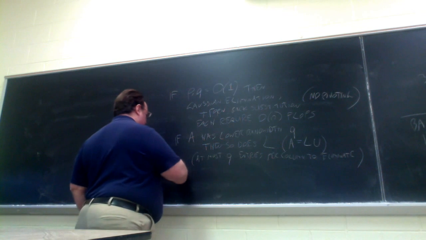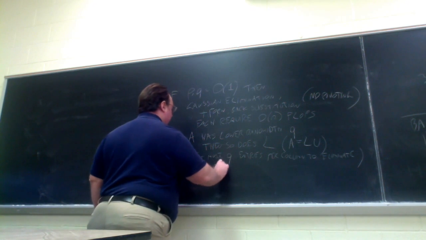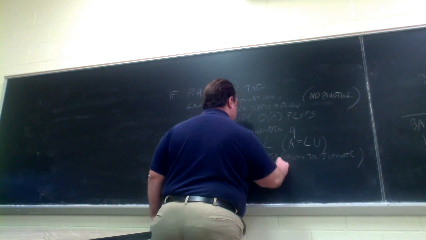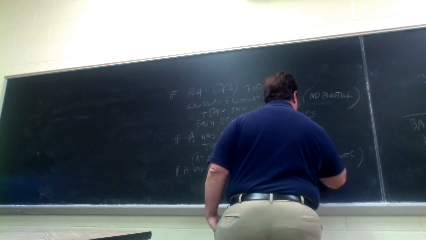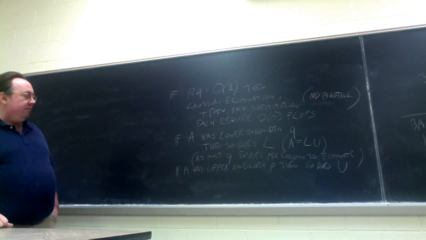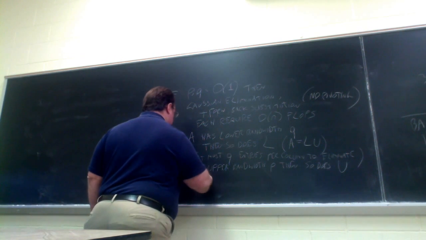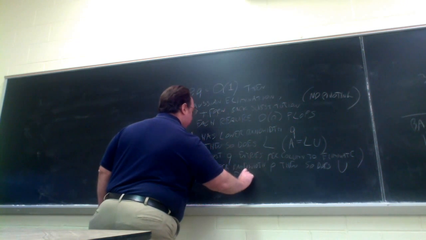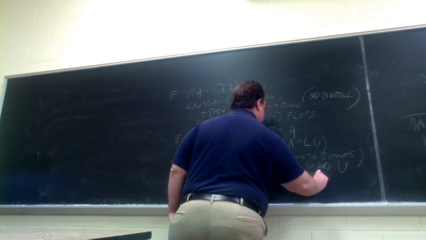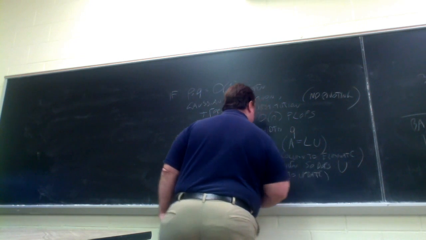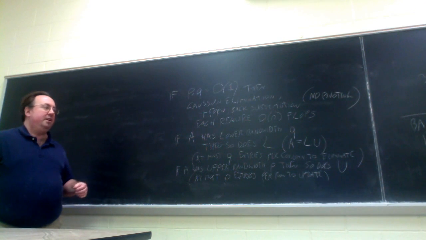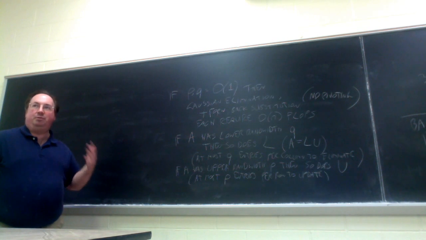Now the other thing is, if A has upper bandwidth P, then so does U. So the upper triangular factor inherits A's upper bandwidth. And the reason for that is you have at most P entries per row to update when you perform a row operation. So you have fewer row operations to perform because of a lower bandwidth. Each row operation costs less to perform because of the upper bandwidth.